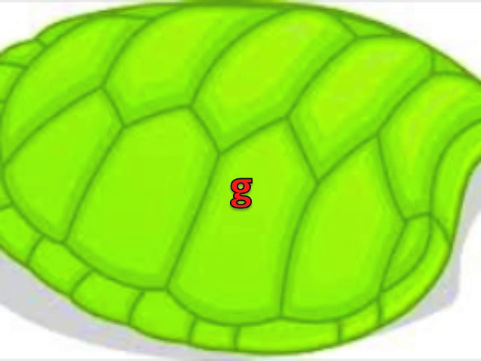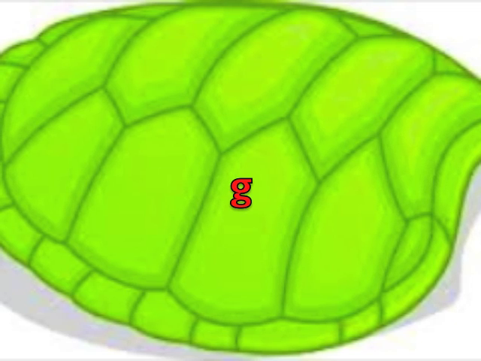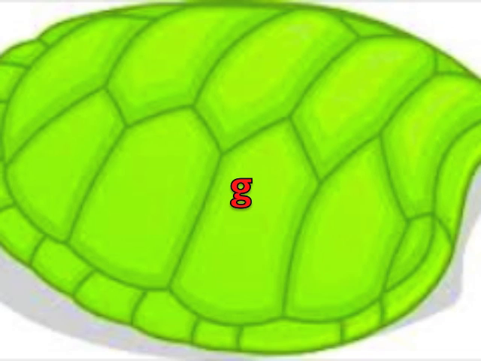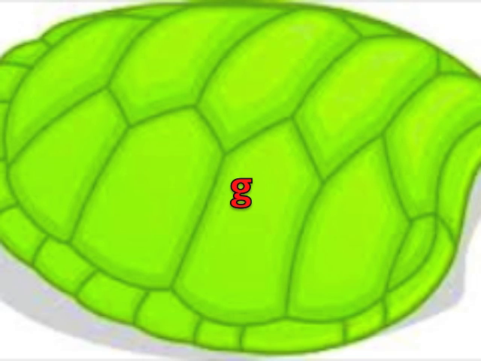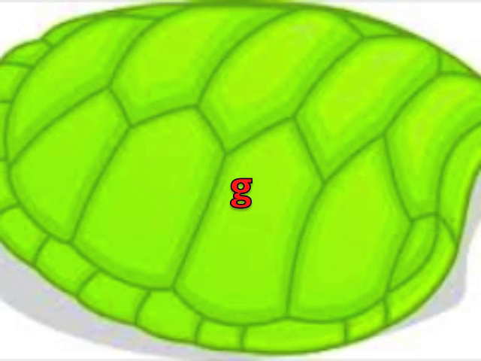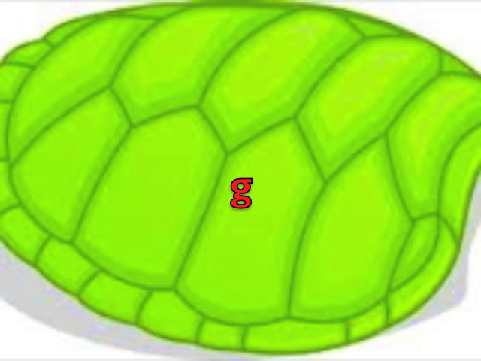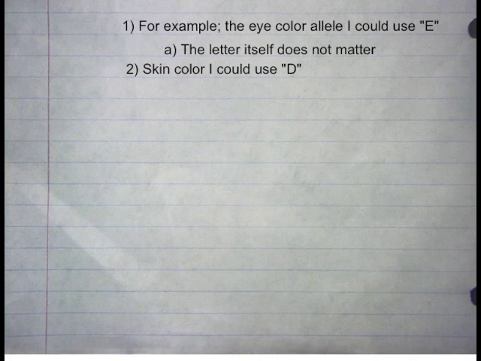Here I have a green turtle shell. I still need to indicate that it's a turtle shell allele, so I'll use a G, but I need to indicate that it's different. In our case, I'll use little g. What determines if it's capital or lowercase is whether it's dominant or recessive. For example, the eye color allele, I could use E. The letter doesn't matter. Skin color, I could use D.